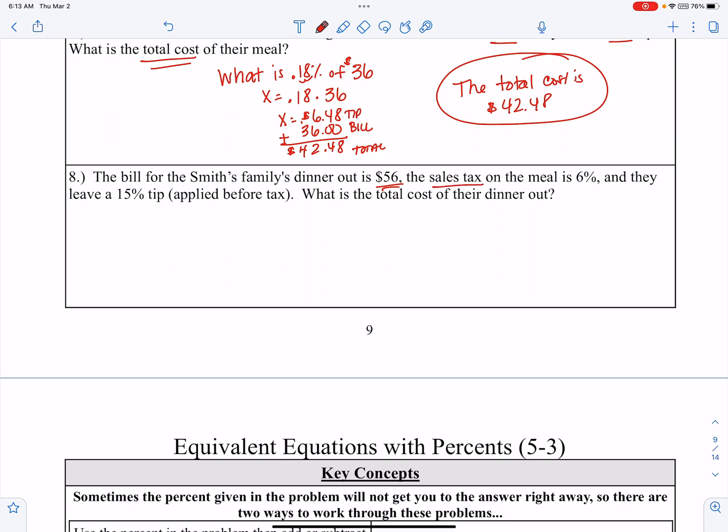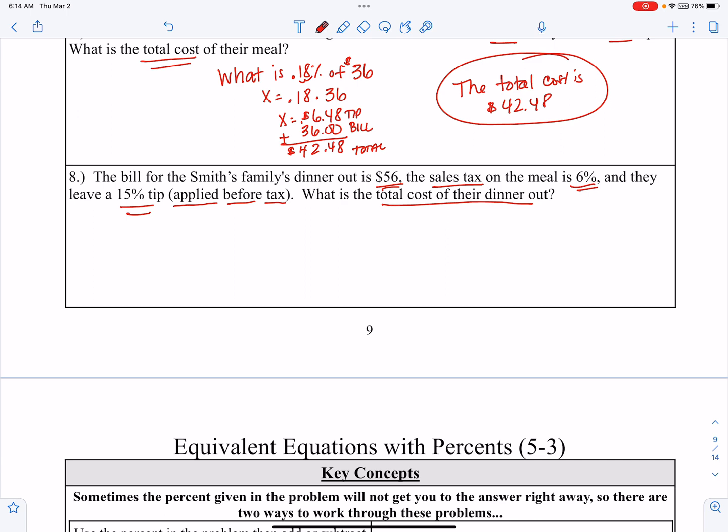All right, and last one, the Smiths family went out to dinner, cost them $56. There's a sales tax, so it's still an added amount. We're not dealing with discounts today. This one's just not going to the server. This is a sales tax on their meal, which goes to the government. And then they also leave a 15% tip. This is an amount that is applied before the tax. So that's important because we need to know that we're leaving a tip on the original amount, not on the amount plus tax. Okay, and then we're asking what's the total cost of the entire dinner. So again, we're not wanting to know what the tip is. We're not wanting to know what the tax is. We want everything totaled.